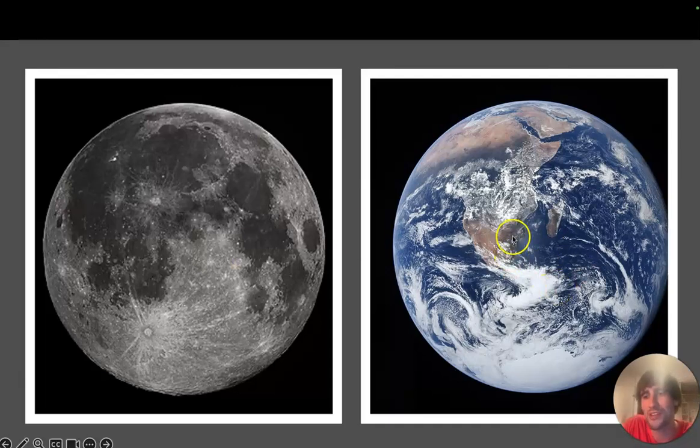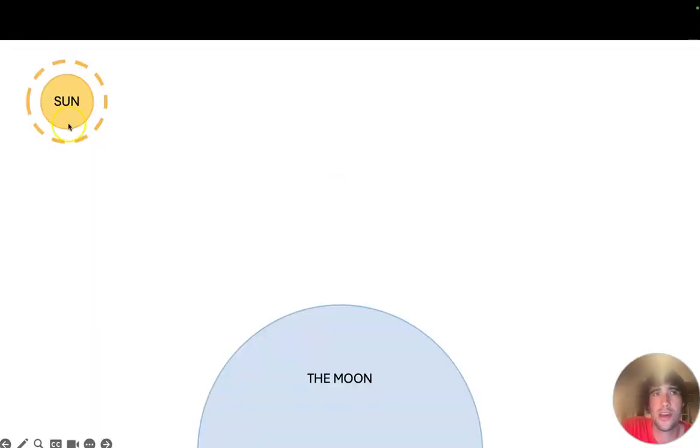The earth is a lot bigger than the moon. This comparison is quite off. But they're both the same distance from the sun. Why are we getting this weird effect? So we have a diagram here. We have our sun, and we've got our lovely moon. We'll forget about the earth for the moment. Let's stick to the basics.